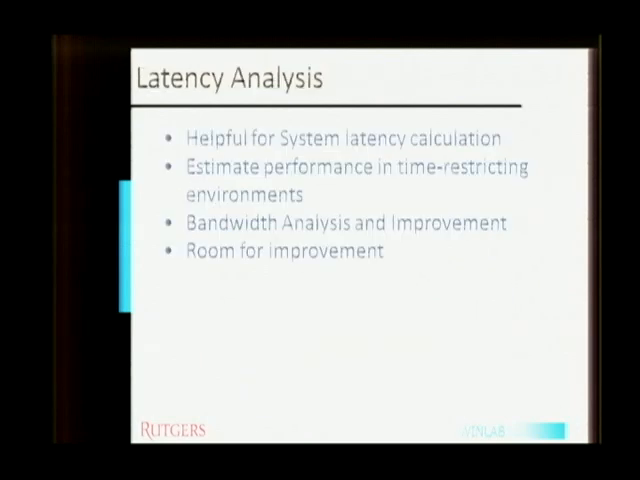So why are these numbers essential? First, they are helpful for system latency calculation. Since we are running on a dynamic module, virtual flow, the number of function units can be added or dropped on the fly. So numbers like this will help, since they are calculable, as in you can calculate based on the number of OFDM symbols. The entire processing latency can be calculated before running the system. So if you have all the numbers for all processing engines, we can estimate performance in time-restricted environments, like calculating SIFS or whether it falls within that threshold.